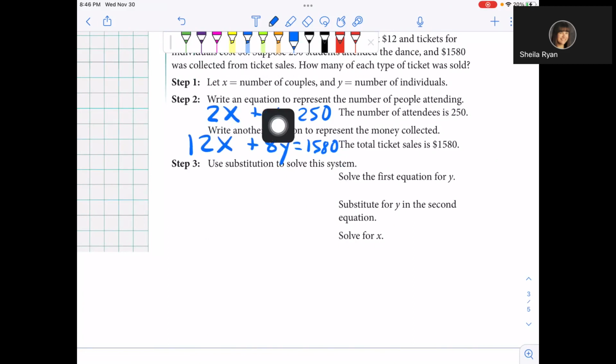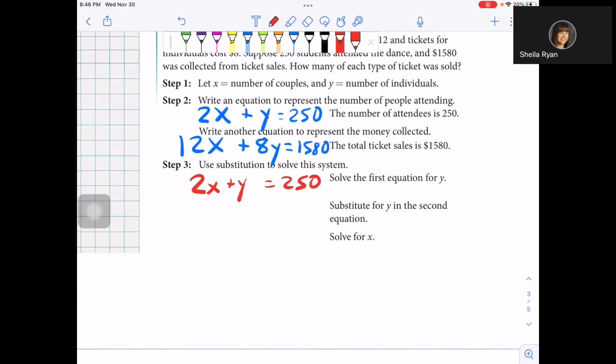And then here's what we're focusing on. Like I said, don't worry too much about writing the equations, but how to solve it. With our substitution method, we're going to take the top equation and solve it for Y. We've been working on this for a few days now. We'll move over the 2X, minus 2X and minus 2X, and we have Y equals 250 minus 2X.